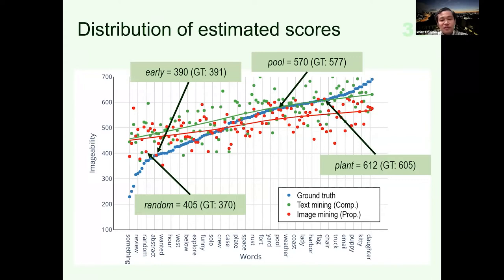Yeah, so this is the distribution of the estimated scores with the ground truth. The blue points represent the ground truth for each word on the horizontal axis, and the vertical axis is the imageability value. The red points are based on our result, based on image, and the green points are based on the text. So most of them are quite good, but if we see the correlation, the text is a bit better, but it looks like this.